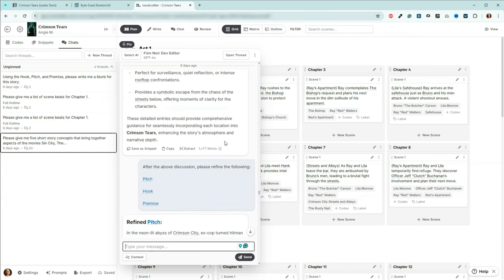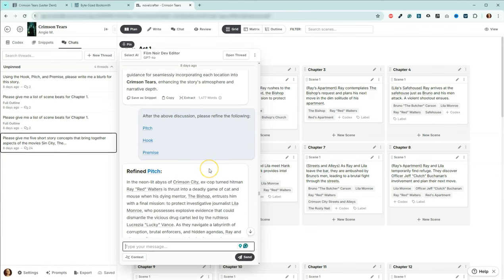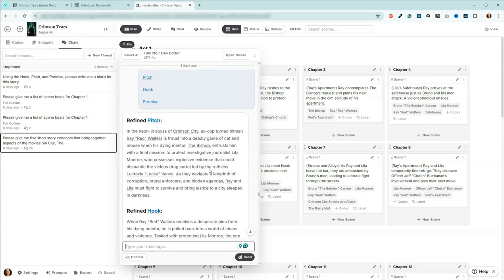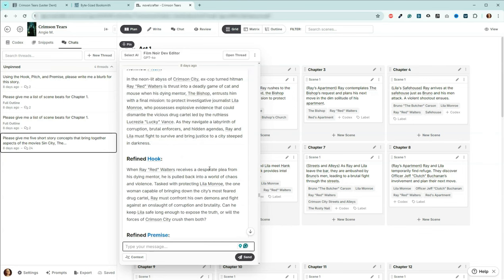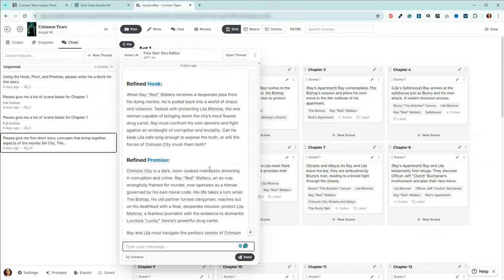Okay. And now that we have done a little bit more digging, we're a lot clearer on who the characters are. We know what's happening, where things are actually happening. We can go through and refine our pitch, our hook, and our premise. With this additional information, it generates the refined pitch, hook, and premise that has a little bit more meat in it, and it's definitely a lot more specific. So this is the pitch, the hook, and the premise that I put inside of the codex.